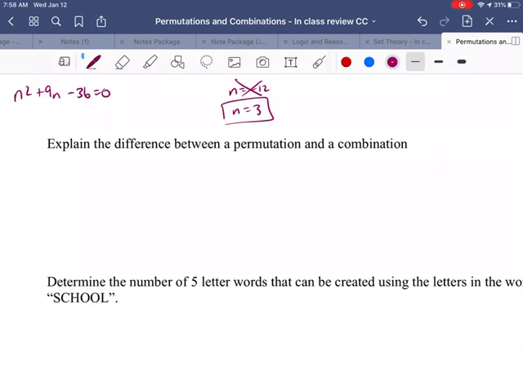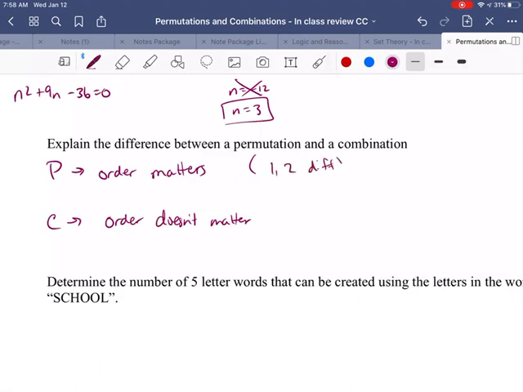Difference between a permutation and a combination. In a permutation, order matters, and in a combination, order doesn't matter. So a permutation like 1 then 2 is different from 2 then 1, but in a combination, 1 then 2 is the same as 2 then 1.